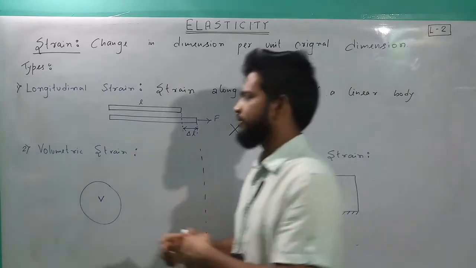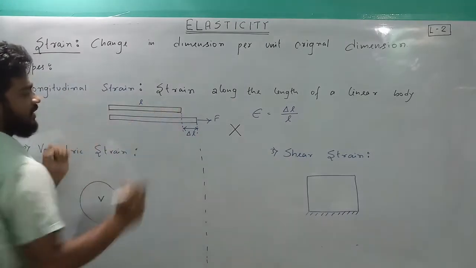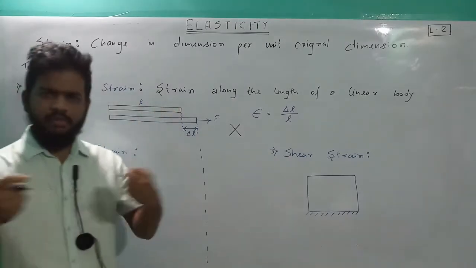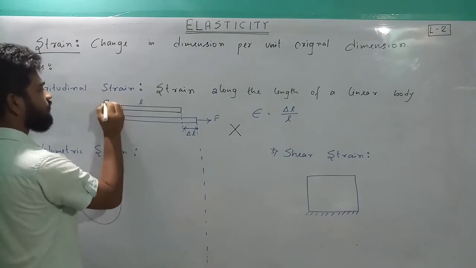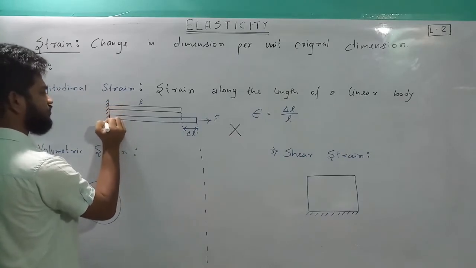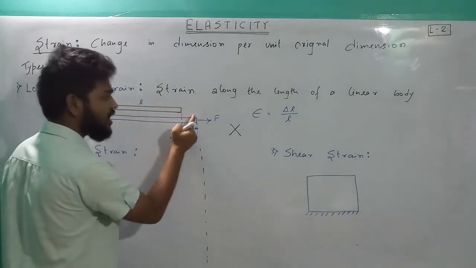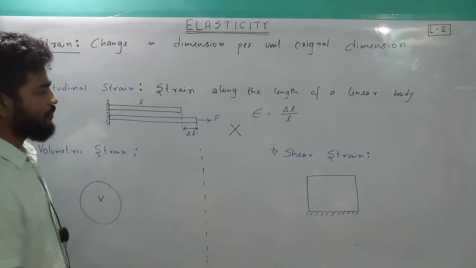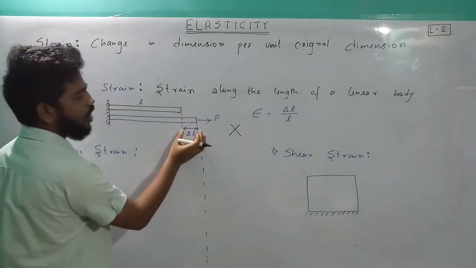Consider a body, suppose it has a length L. That is this part of the length L. And suppose we try to pull the body from one side and this side is fixed. Just imagine this part is fixed. So this is the wire and this is the same wire, I have just drawn it again. If I pull it, obviously it will stretch and its length will increase by how much amount?